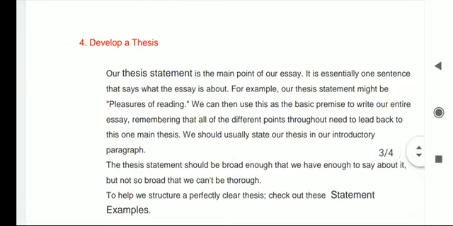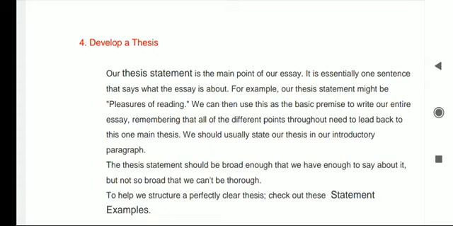Now, develop a thesis. Our thesis statement is the main point of our essay. It is essentially one sentence that says what the essay is about. For example, our thesis statement might be the pleasures of reading.